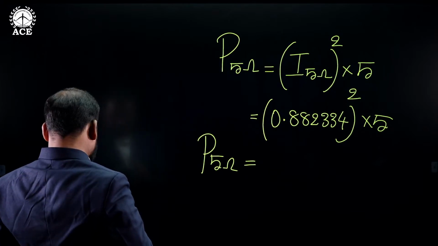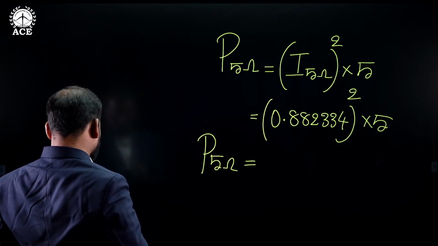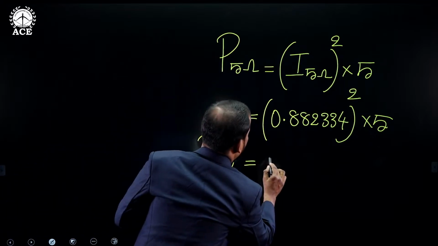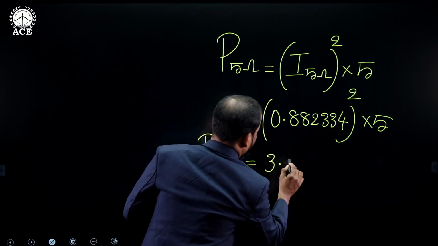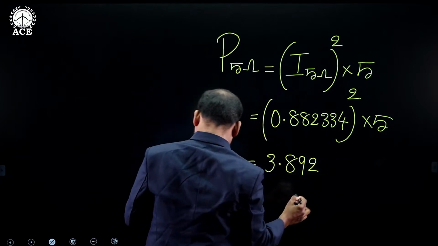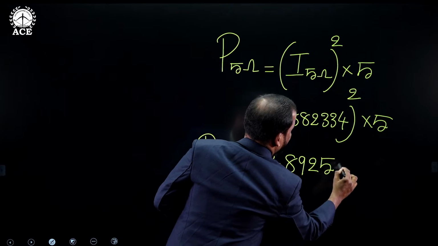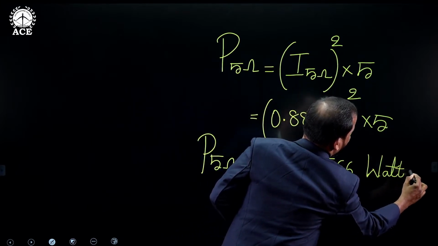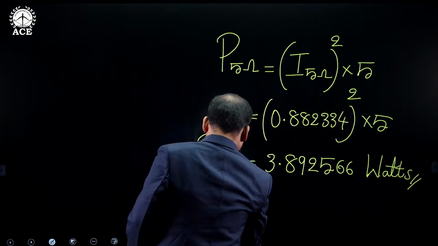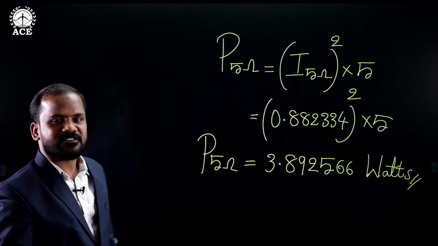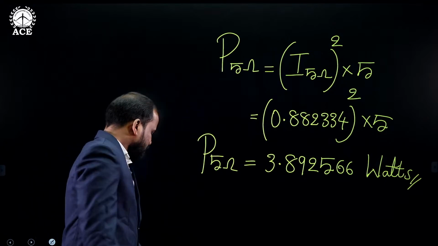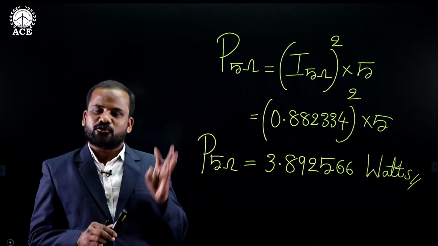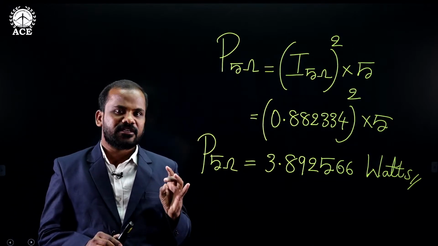Yes, now calculate 0.8823334 whole square into 5. It will give the value of 3.892566, and the unit of power is watts. So this is the analysis of Norton's theorem. Clear? So now I think you are clear with the concepts of superposition theorem, Norton's theorem and Thevenin's theorem.